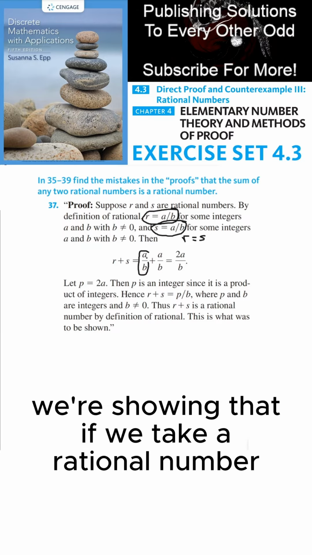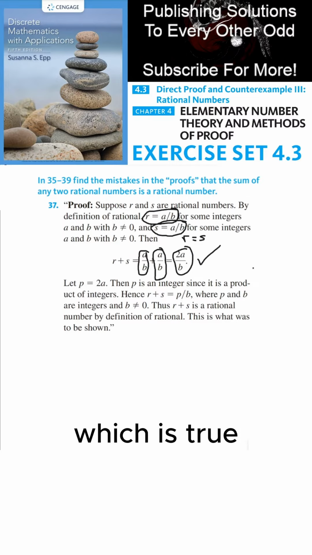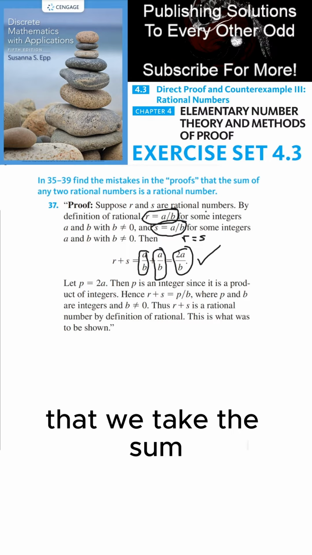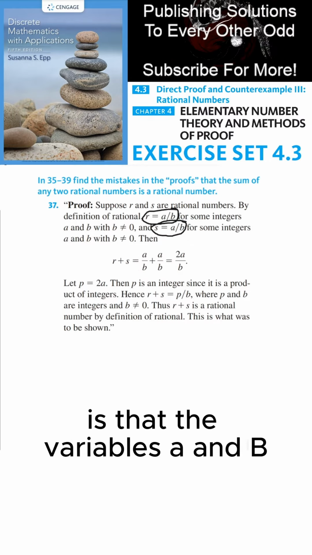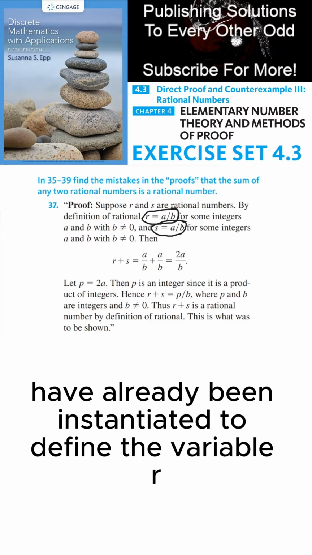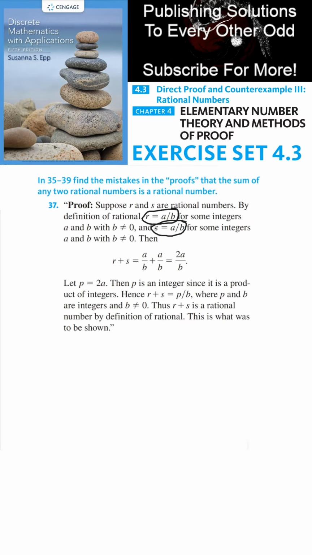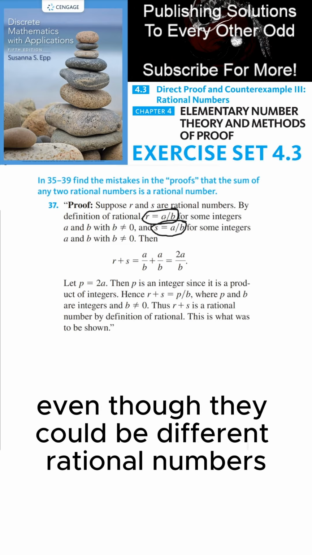We're showing that if we take a rational number and add it to itself, we get a rational number, which is true, but this doesn't prove that if we take any two arbitrary rational numbers and take the sum, we end up getting a rational number. So the problem with this proof is that the variables A and B have already been instantiated to define the variable R. And so by reintroducing these variables to define S, we've essentially defined R and S by the same rule, even though they could be different rational numbers.